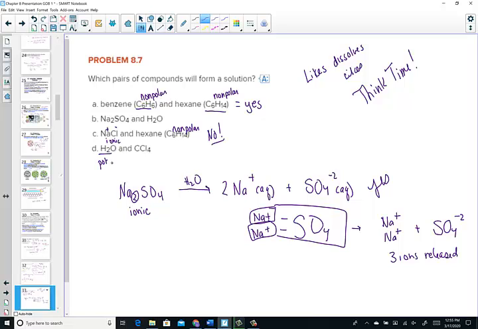Water, we know to be polar. Carbon tetrachloride was non-polar, so no, likes must dissolve with likes. You need polar with polar or non-polar with non-polar in order to have a solution form.